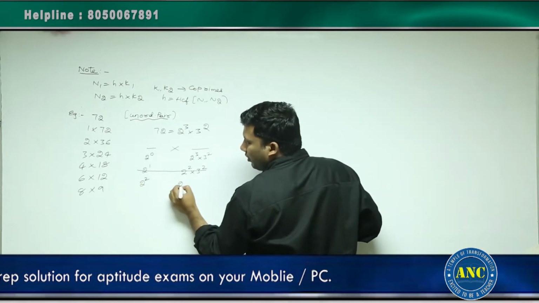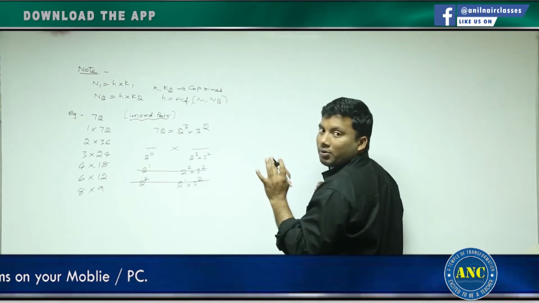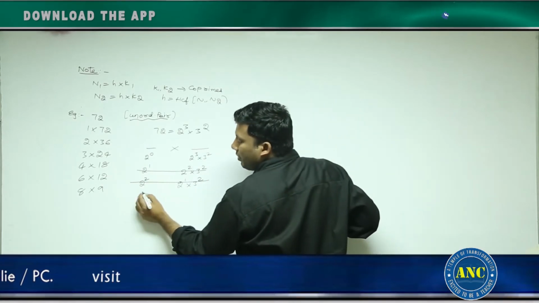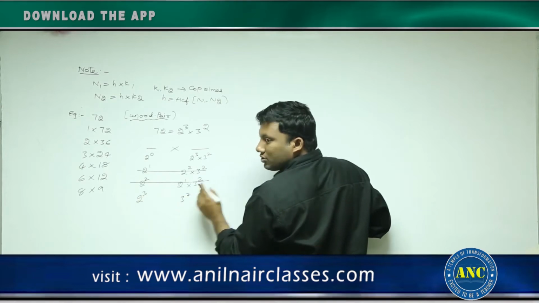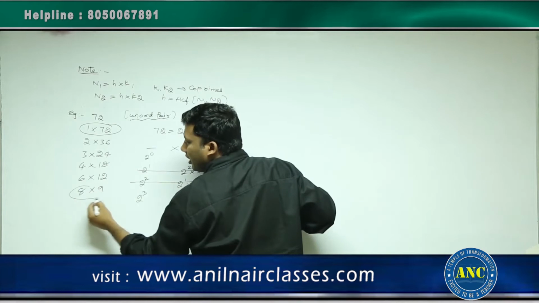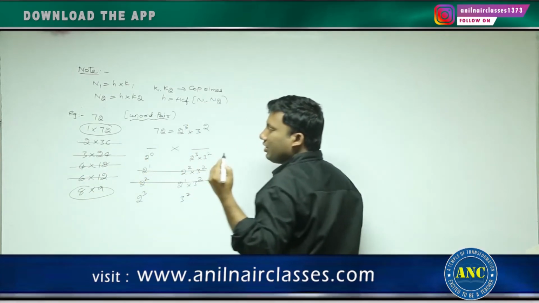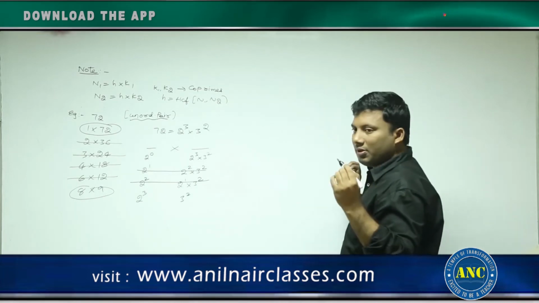If I take 2 power 1 into 3 square, even numbers cannot be co-prime to each other. If this is 2 power 3, this will be 3 square. That means only two cases are there where they are co-prime to each other. Otherwise both are even, or both are multiples of 3, right?